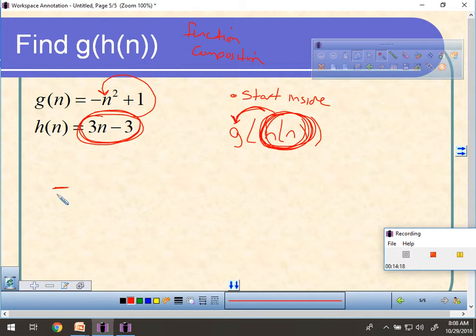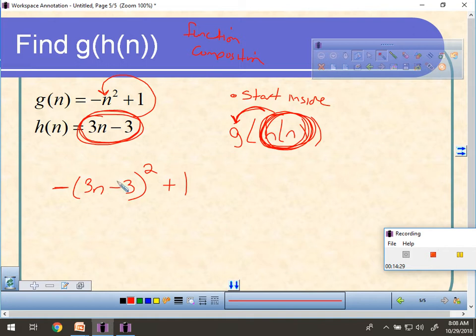You'd have a negative on the outside, 3n minus 3 squared. So you see I literally took that n and I just replaced it with 3n minus 3. So put that in, and I put plus 1. And so that's what it means by function composition. Take one function and plug it into the other.